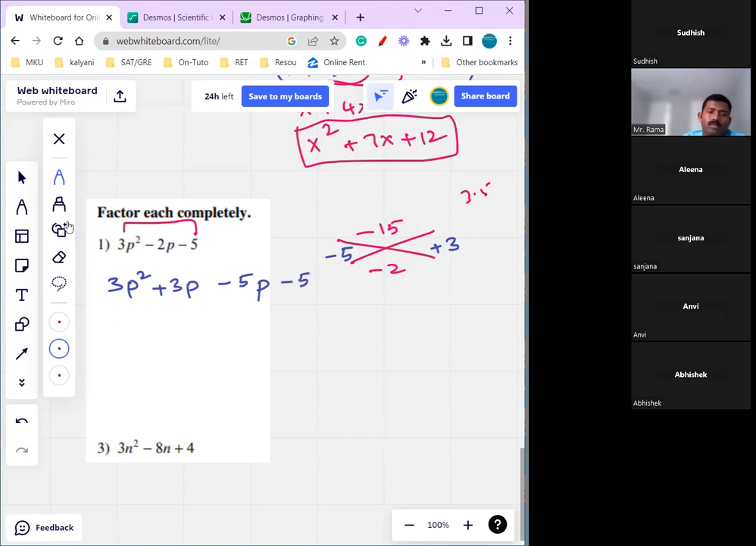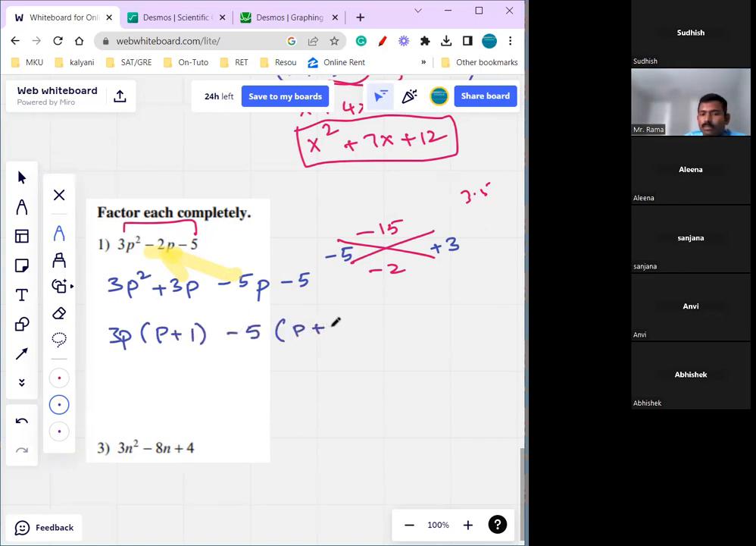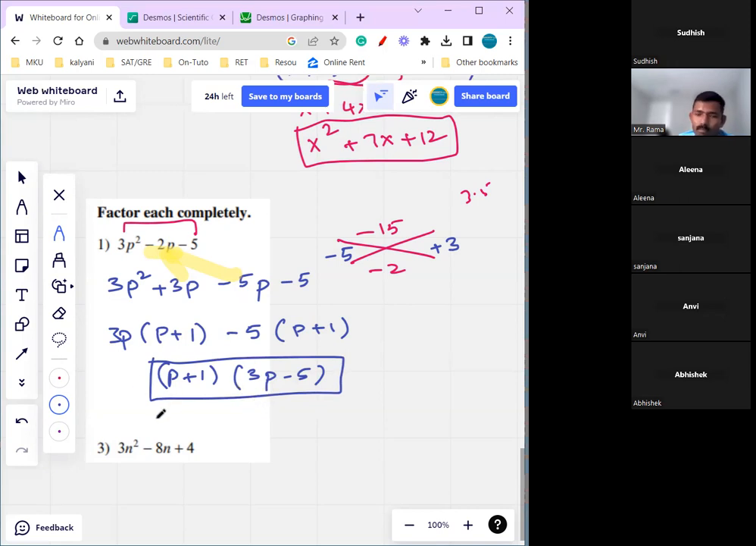So what did we do? We wrote -2 like this. Now factor out 3p: p plus 1, factor out 5: p plus 1. So we get p plus 1 times 3p minus 5. And it doesn't matter if you write 3p minus 5 first and then p plus 1 later. So it doesn't matter.